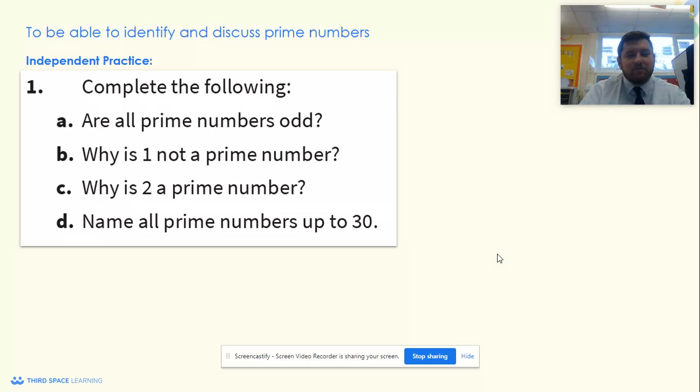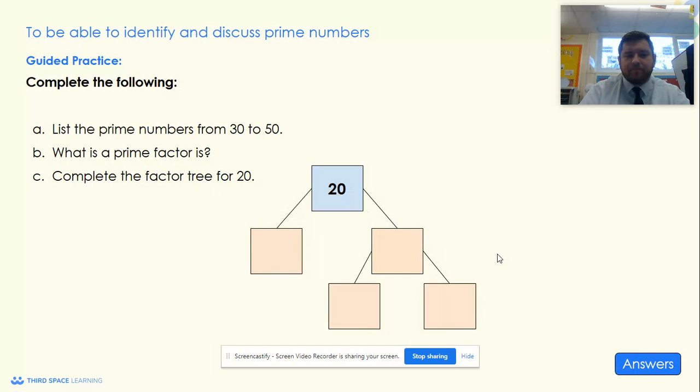So if I went for 7, 7 is not in my 2s, it's not in my 3s, it's not in my 4s, not in my 5s or my 6 times tables. So 7 must be a prime number because you can only divide it by 7 and 1.